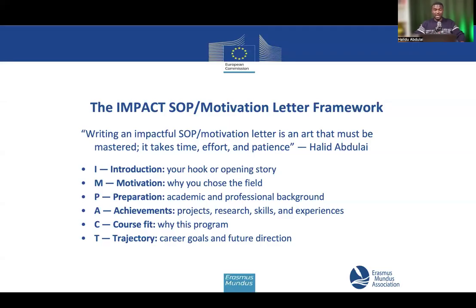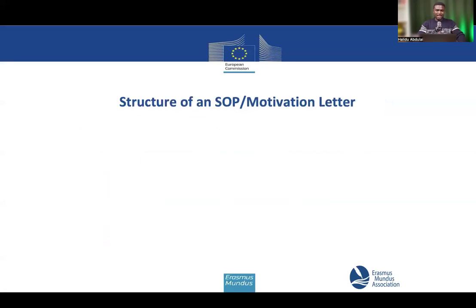And you need to explain each of these in your motivation letter, even if the motivation letter is requesting as little as 500 words. You have to have all these elements in your motivation letter to stand a chance of winning the Erasmus Mundus scholarship. So let's elaborate on this further.